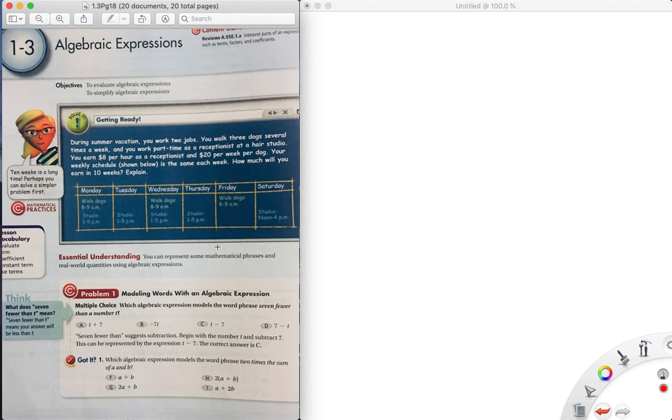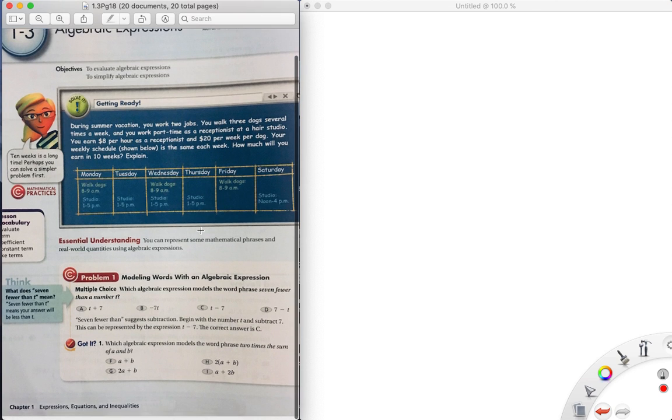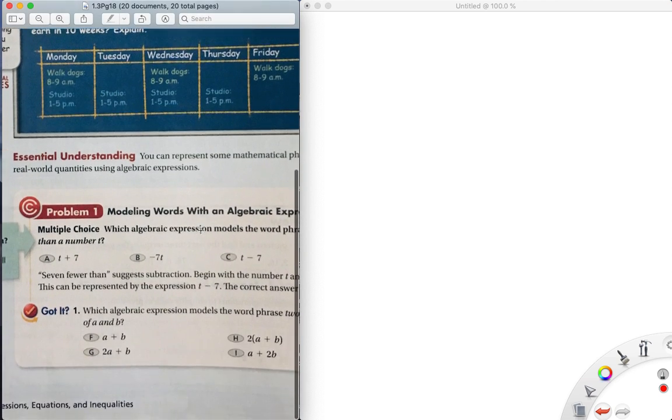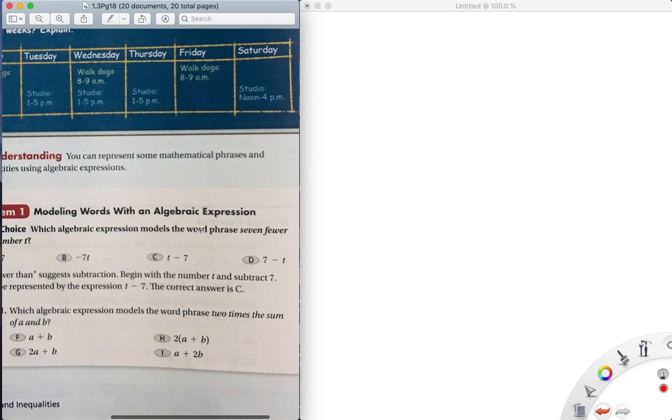All right, algebraic expressions. So we talked about what an algebraic expression was in chapter 1-1. Algebraic expressions are not equations, right? They have at least one number and/or variable, and at least one operation: adding, subtracting, multiplying, and dividing. Okay, it says which algebraic expression models the word phrase 2 times the sum of A and B. So we have the words and we're supposed to find out what the actual algebraic expression is.